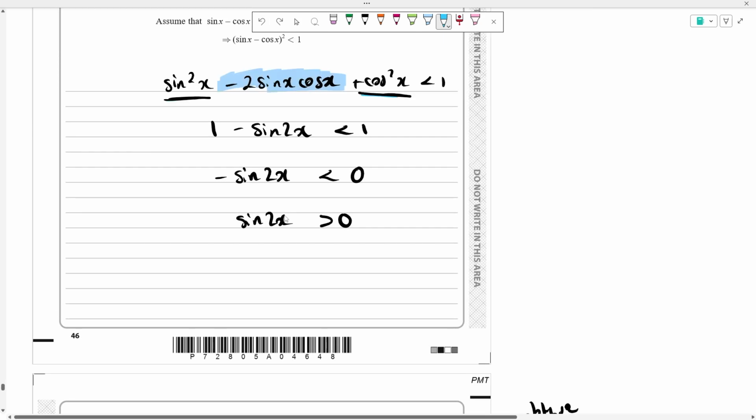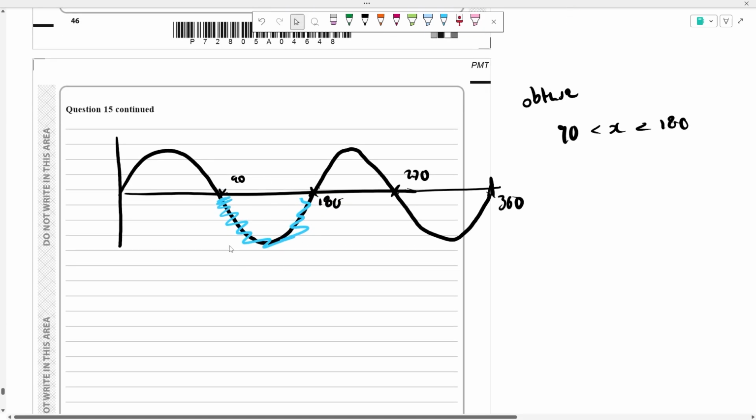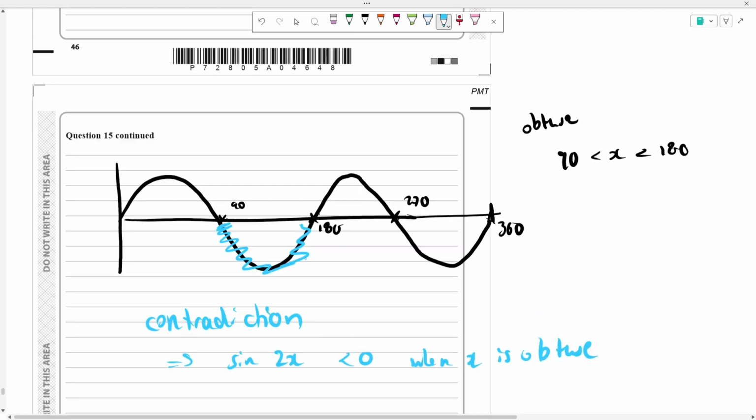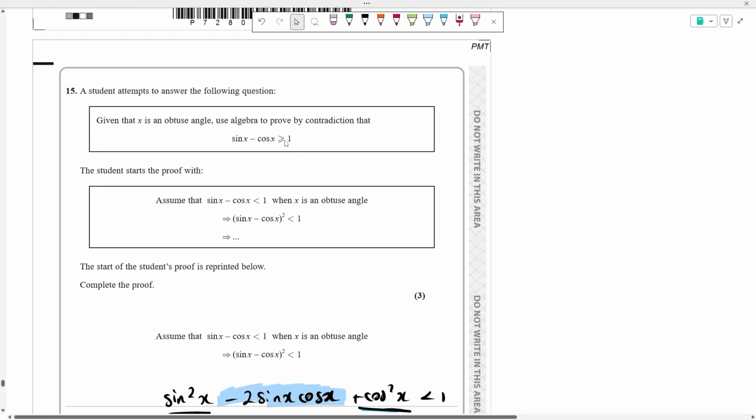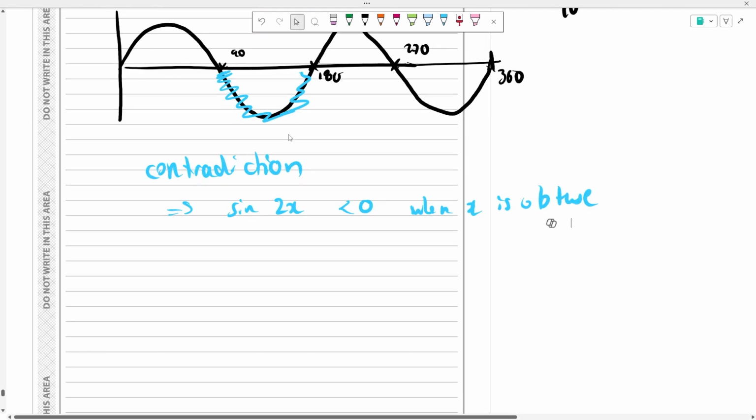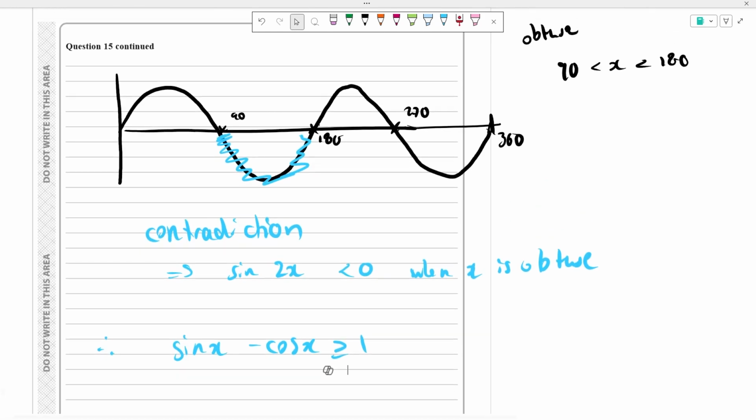So you're saying that sine 2x is bigger than 0 when x is obtuse. But here we have a contradiction, where x is obtuse, this is negative. So this is a contradiction because sine 2x is actually less than 0 when x is obtuse. Therefore sine x minus cos x must be bigger than or equal to 1. Okay, that's your contradiction proof complete. And that is the end of the paper.